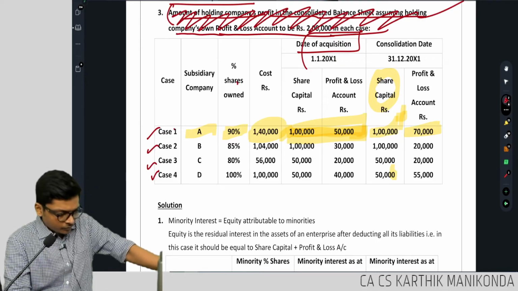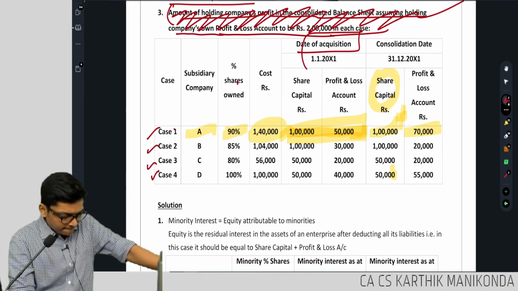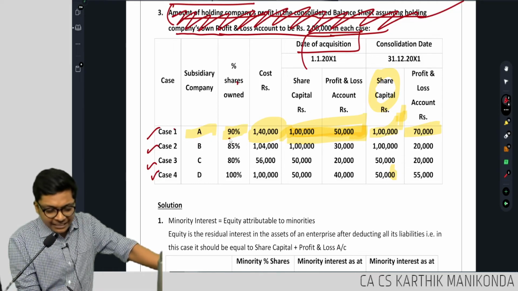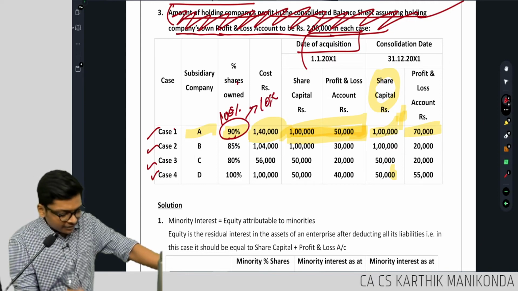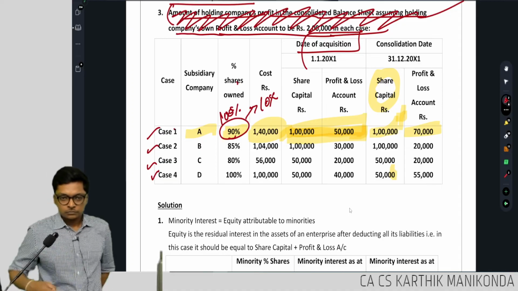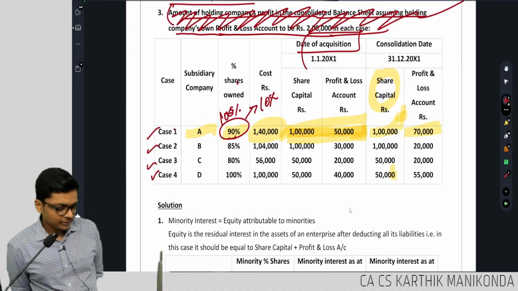Yes, Vignesh. How is minority interest 10%? I have 90%. Overall 100%. So others have 10%. Quickly, guys.